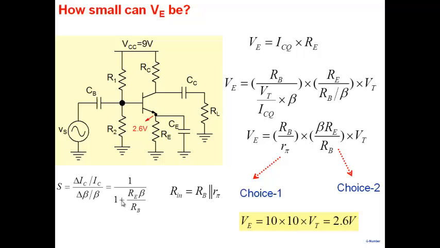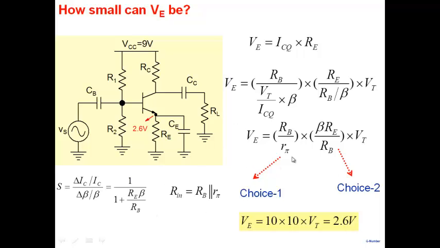So sensitivity then becomes 1 plus 10, becomes something like 10%. And this RB is 10 times R pi. So if I do 10 into 10 into VT, it comes out to be 2.6 volt. So these are reasonable values that I had kept here, and then I get 2.6. Now, you could reduce it to 1 volt, and it all depends on how you reduce it to 1 volt. Maybe you reduce this factor, or maybe you reduce this factor. And you'll know what price you have to pay for doing this. Okay, so that's how you choose VE.